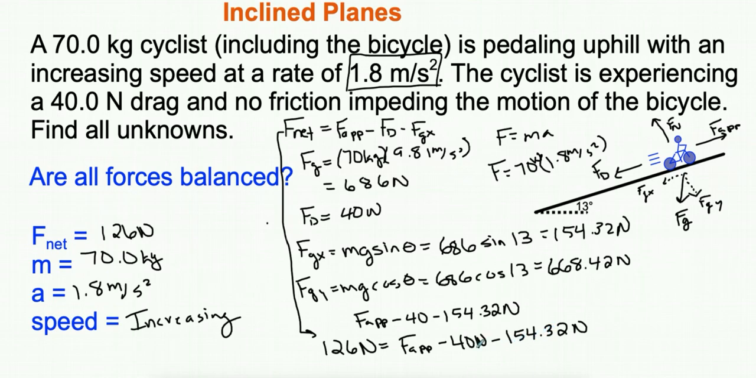So then we can add 40 to both sides and add 154.32 to both sides. So that would just add to the 126. Okay, so we end up getting 320.32. So that person is applying 320.32 newtons in order to have a net force of 126 newtons.